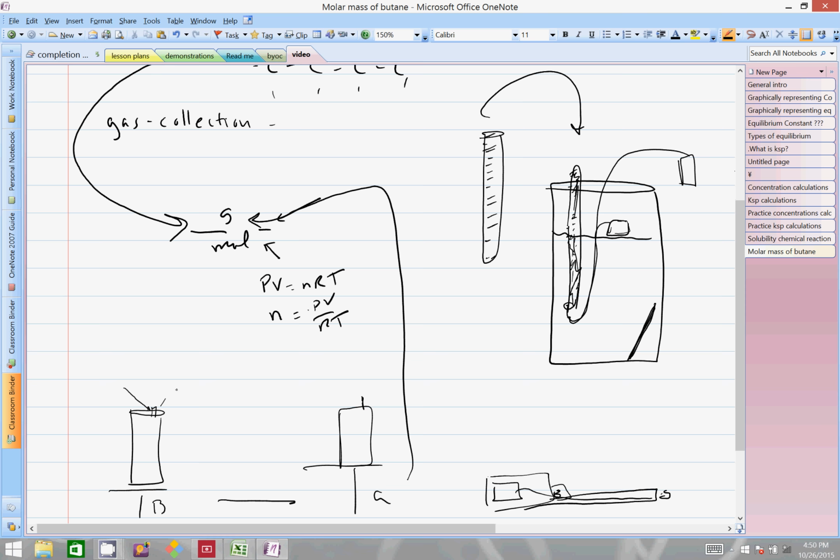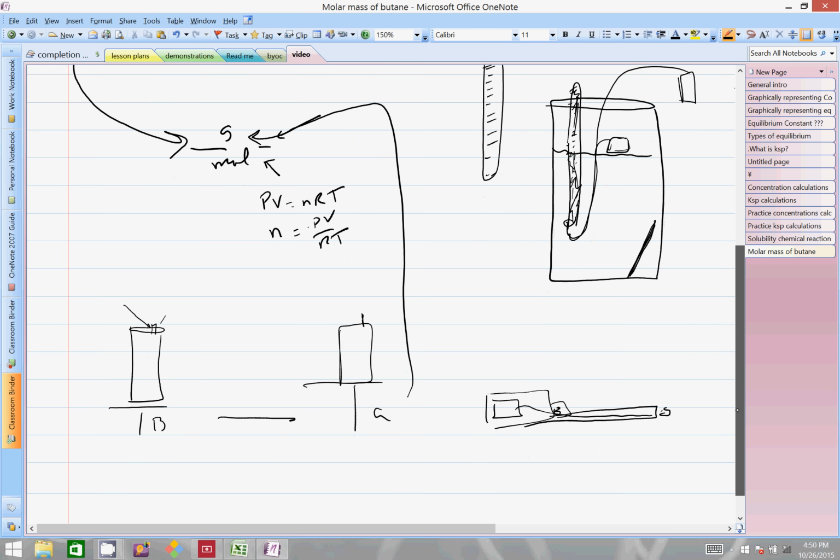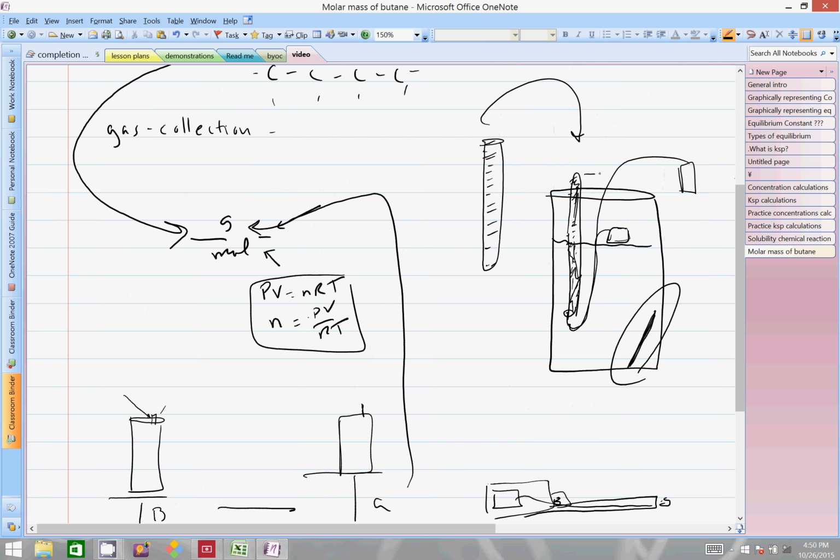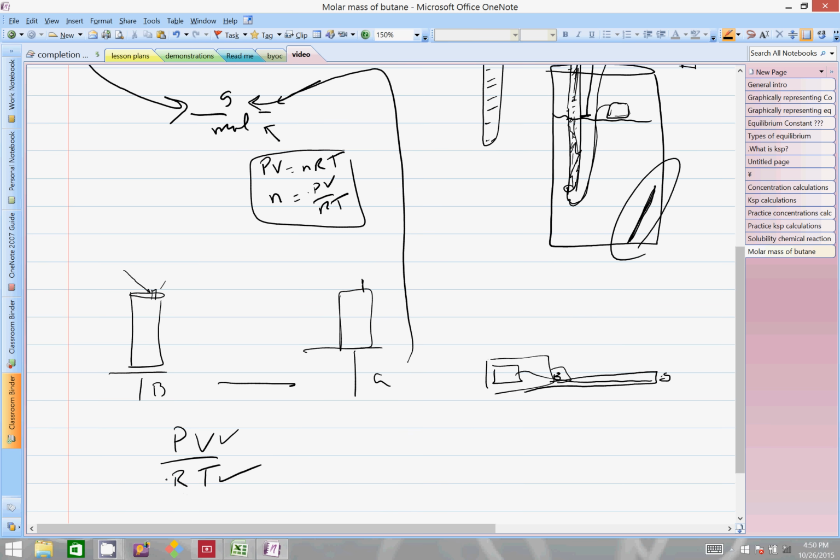The next idea is, the mass is pretty easy to do. How do I get all my values for this thing? Now, you should be pretty close to doing this on your own, but so I have PV over RT. The temperature comes from the thermometer. They do want you to let the gas sit for a while, I guess, and the water usually has been around for a while. The volume comes right off of the gas collection tube. And then R is a constant.